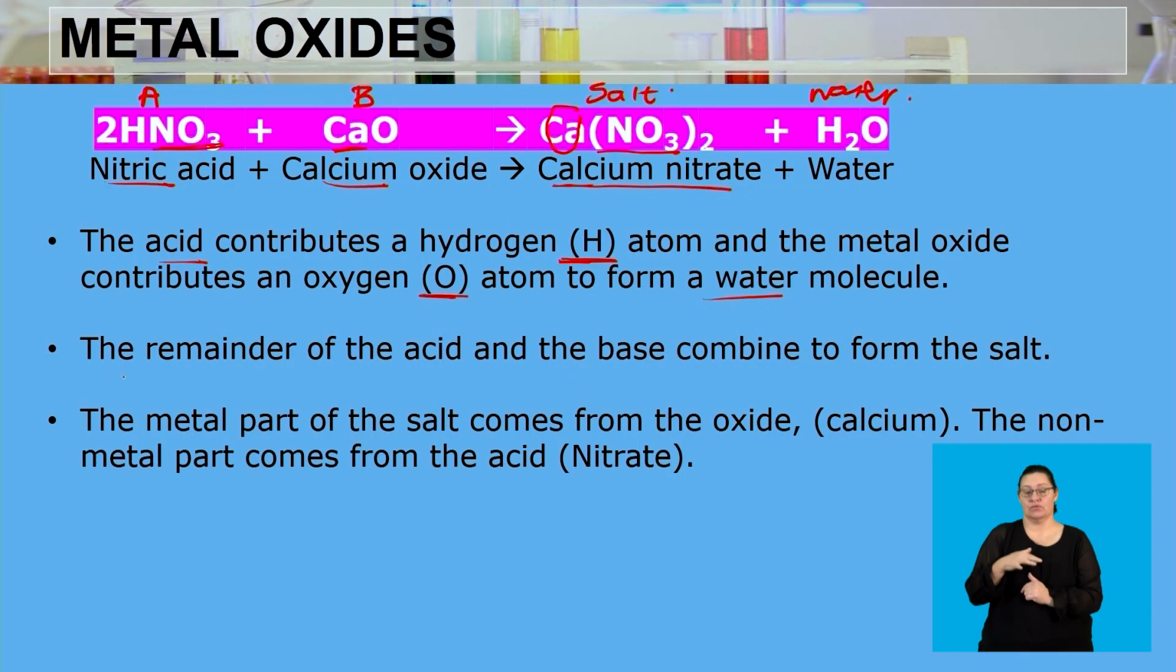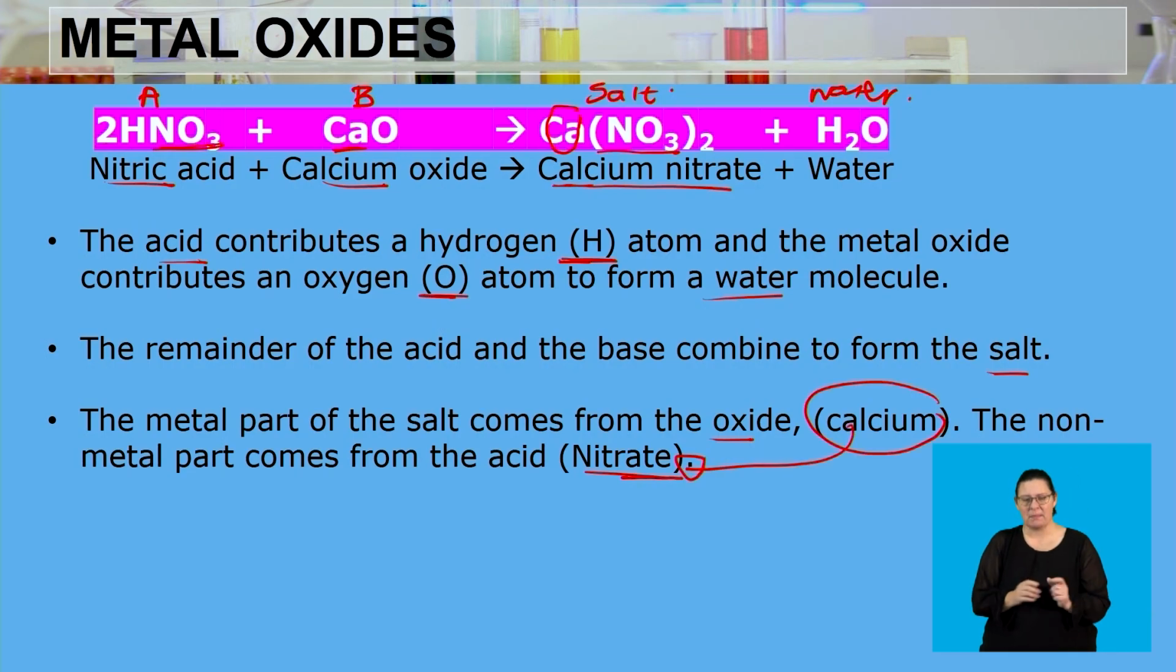So we said that the remainder of the acid and the base combine to form the salt, which is our calcium nitrate. And then the metal part of the salt comes from the oxide, being the calcium, and the non-metal part comes from the acid, that's being the nitrate. So we have our calcium and the nitrate coming from 2 different substances to form the salt.